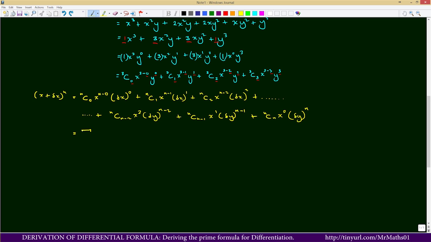I hope you're familiar with this symbol. If you are not, then probably it's a good time for you to do some Googling. I'm going to introduce a new variable, which is r, starting from 0, within nCr, x to the power of n minus r and y to the power of r.